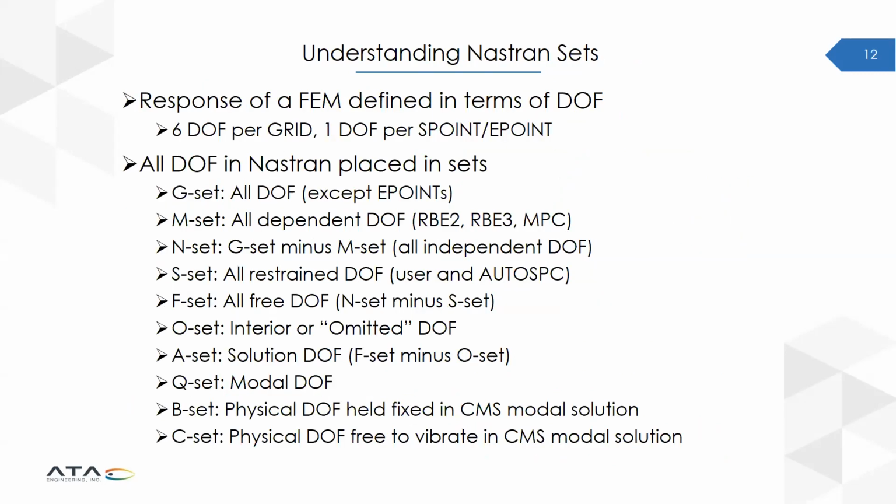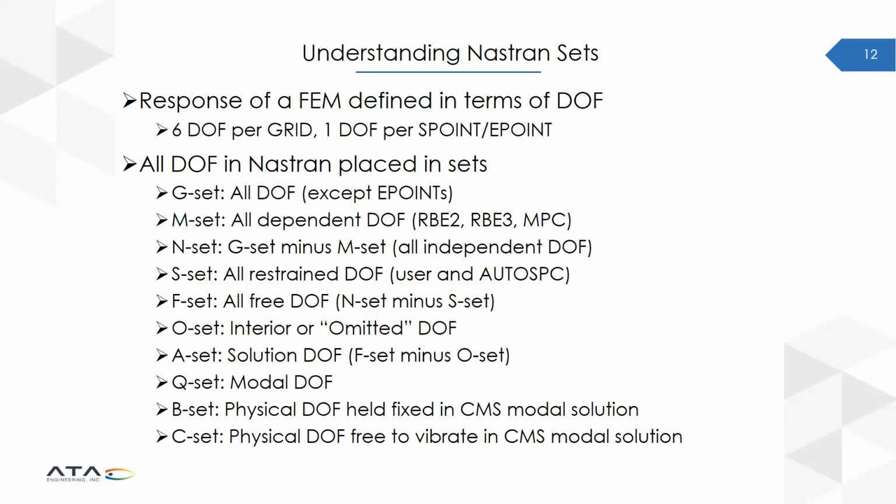So to go into more detail about the Nastran sets, the response of a finite element model is defined in terms of DOF, or degrees of freedom. So there's 6 DOF per grid, and 1 per S point, or scalar points, or these extra points. But basically, just keep in mind these sets. All the DOF are placed in the sets in Nastran.